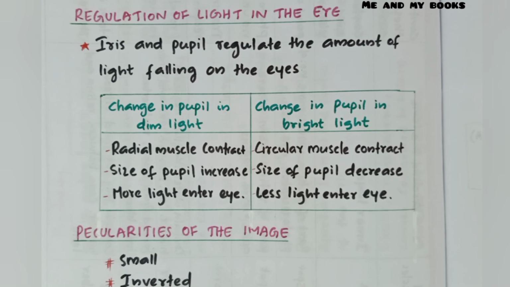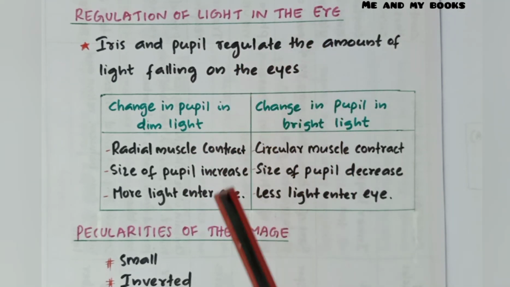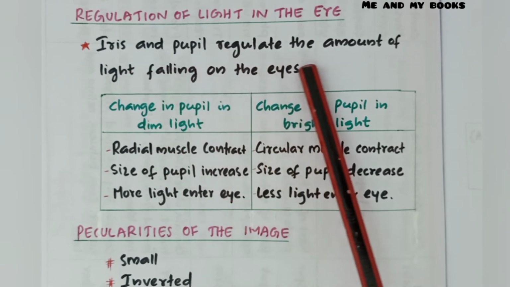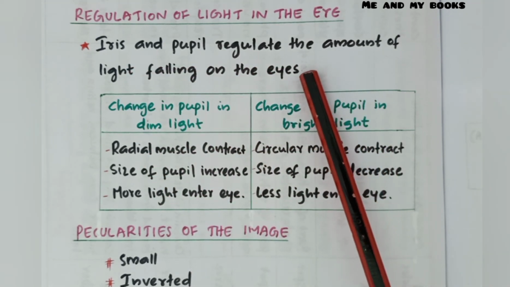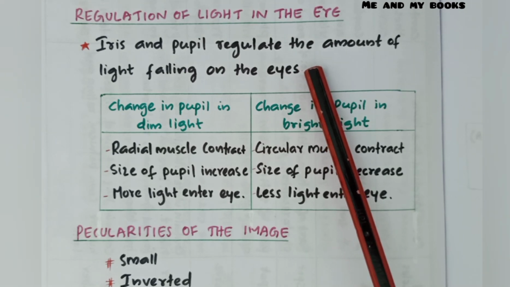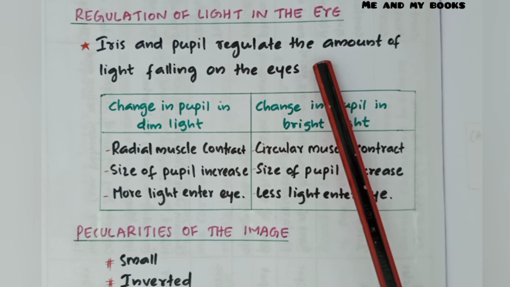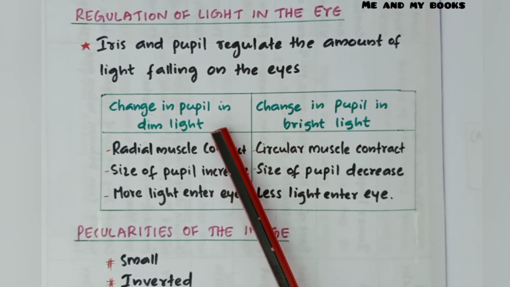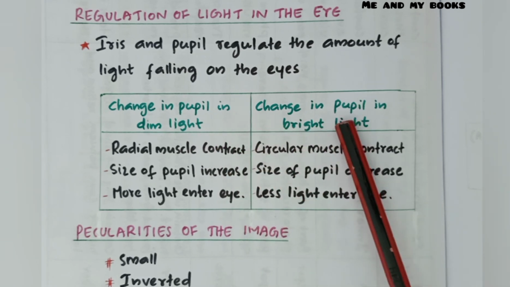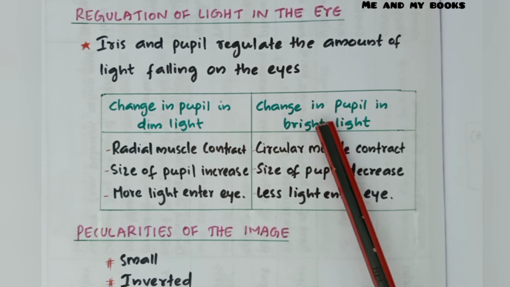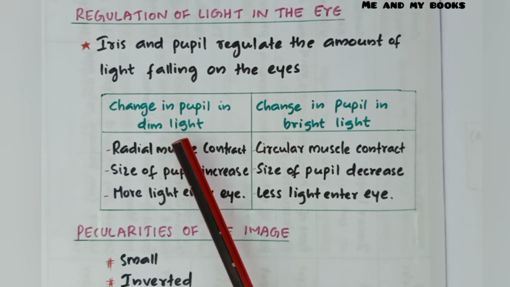Regulation of light in the eye. There are two parts which help in regulating the light that enter the eye. They are iris and pupil. Iris and pupil regulate the amount of light falling on the eyes. That means if there is bright light and dim light, according to that iris and pupil change its size, that will result in regulation of light. So change in pupil in dim light. What happens in dim light and what happens in bright light? So first, what happens in dim light? Let us see. Radial muscles contract.